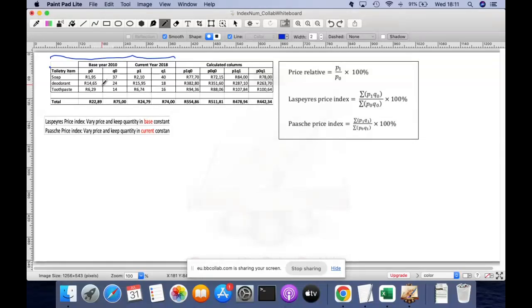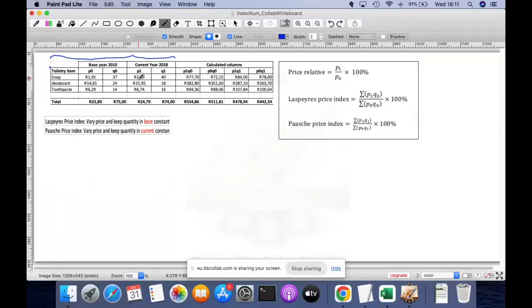You're given the prices for toiletry items in the base year, and that's what P naught is. P naught is the price for items in the base year. So that's the price of soap, which is 195 in 2010, etc. And then the quantity for soap in 2010. For soap it is 37, for deodorant it is 24, etc. Then you have the current year here, and the current year price is indicated by P1. Those subscripts, the numbers next to the letters, indicate which time period. When it's a 1, it's the current year. And when it's a 0, it's the base year. Keep that in mind.